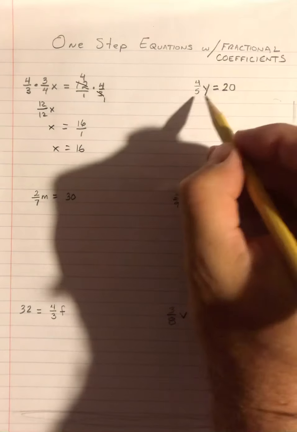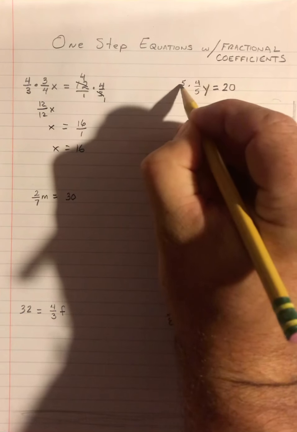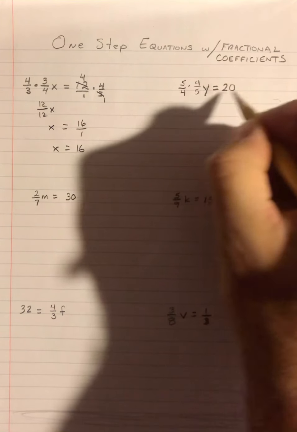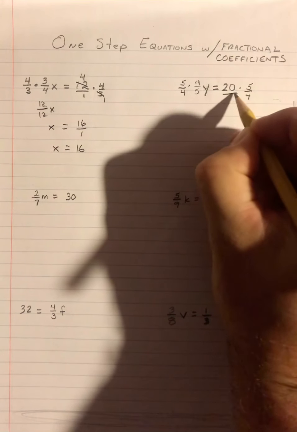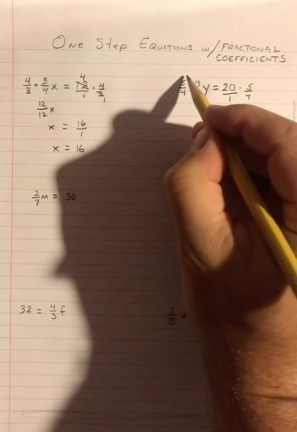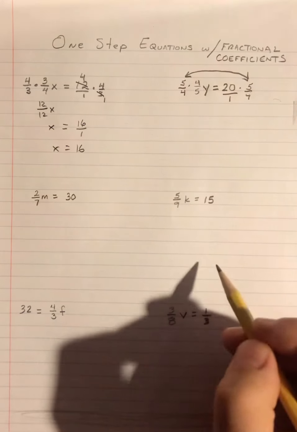All right, let's try it one more time. I have a fractional coefficient, multiply by the reciprocal. Now I'm going to take out some of the busy work here. Okay, notice I'm still multiplying. I'm doing the same thing to both sides of the equation, so I keep my equation balanced.